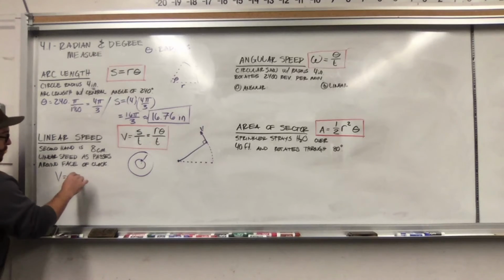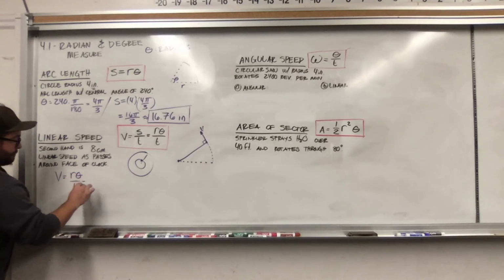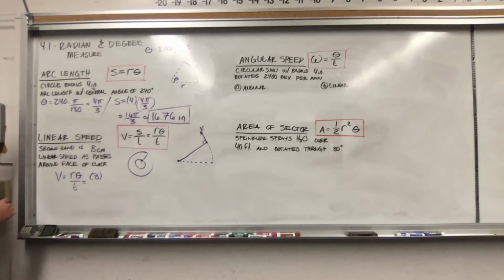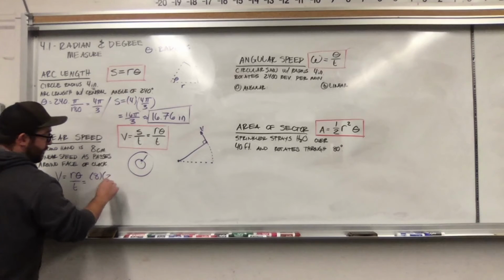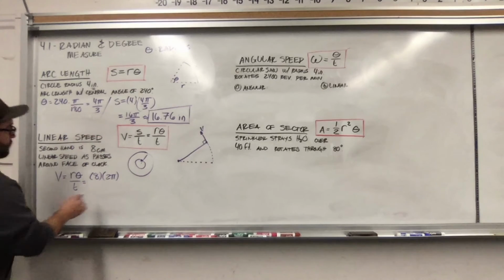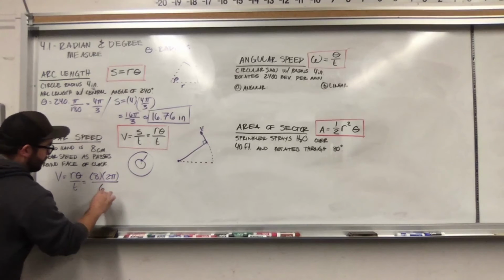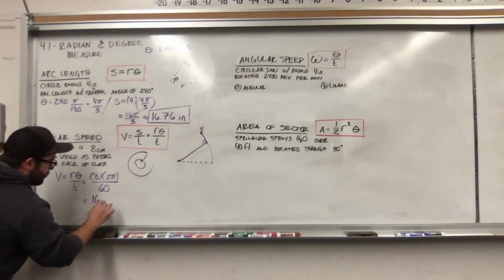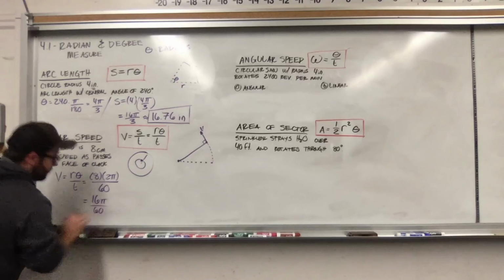So it's going to be R theta divided by time. Our radius was 8 centimeters. Our theta was 2 pi, right? One full rotation on the face of that clock. And then we're dividing this by the 60 seconds. Oh, that's 16 pi divided by 60.